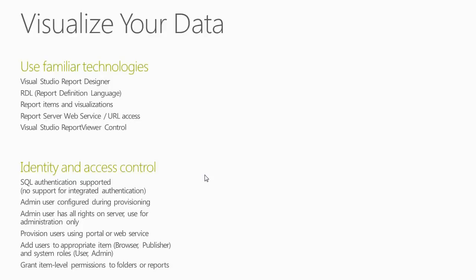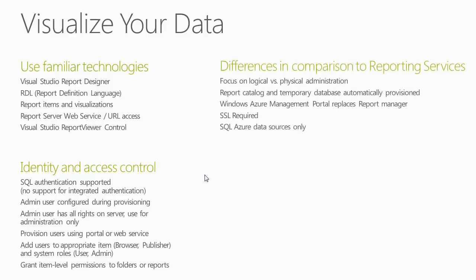Okay. You can add users to the appropriate items, such as browser and publisher and server roles, again from a security perspective, and you can grant item level permissions to folders and reports, just like you can on premise. You can grant these item level permissions to say this folder or a specific report. So you can get to that level of granularity in SQL Azure reporting services.